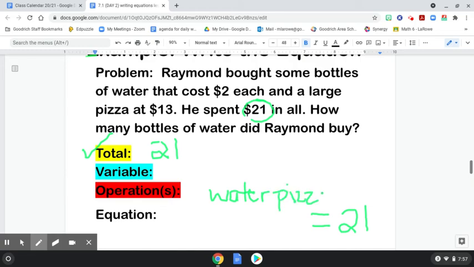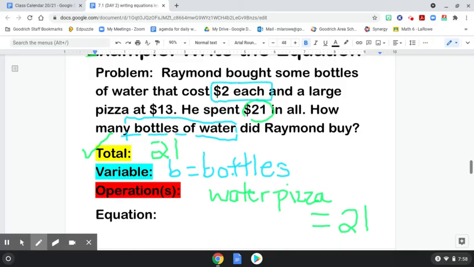The water and the pizza together are going to give us our total. But some of our information is unknown. So the question is, how many bottles of water did he buy? We don't know. I'm going to use B for bottles. I also could have used W for water or just X. We don't know how many bottles of water, but we do know those are $2 each.